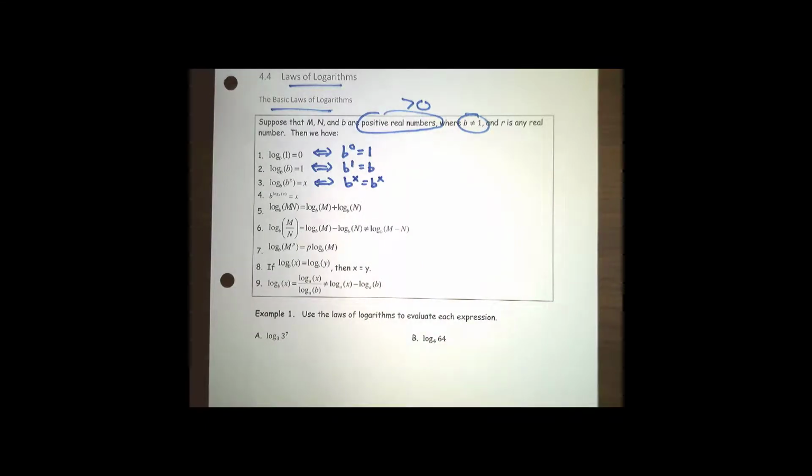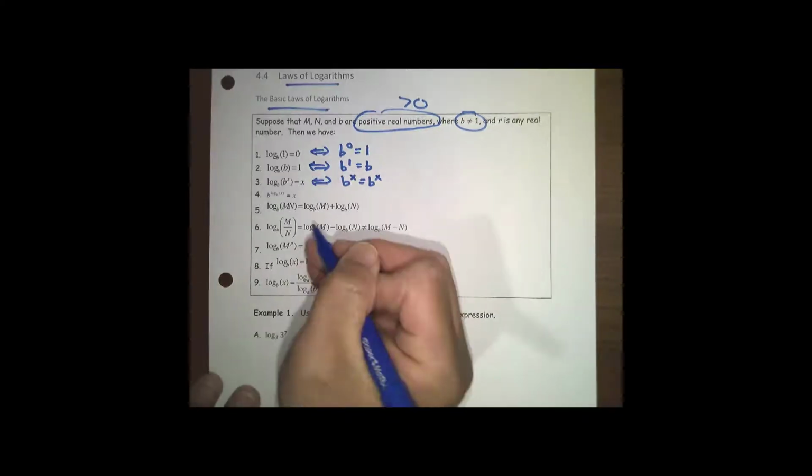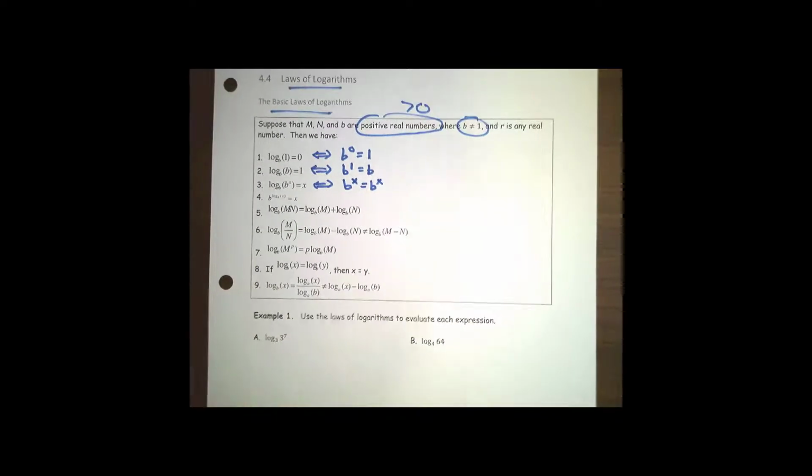b to the power of log base b of x is equal to x. Remember, that's what I showed you as the previous property that we had. Now, this one is a new one that is probably something that you will want to remember.